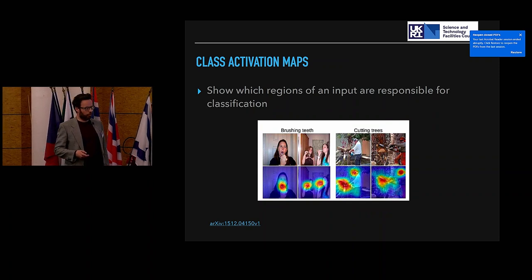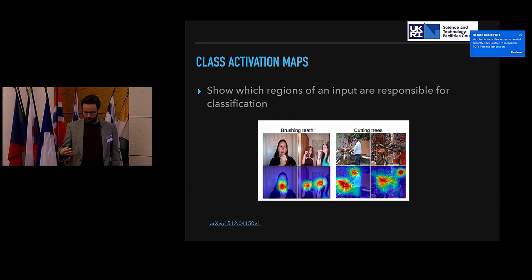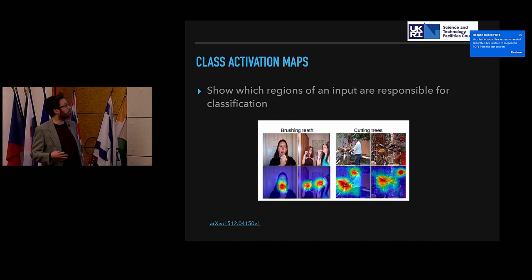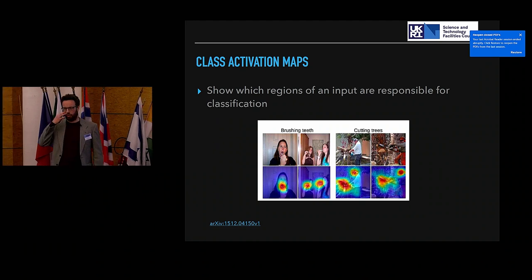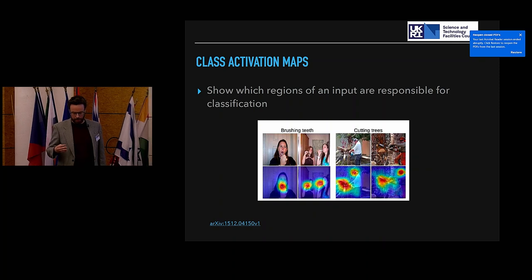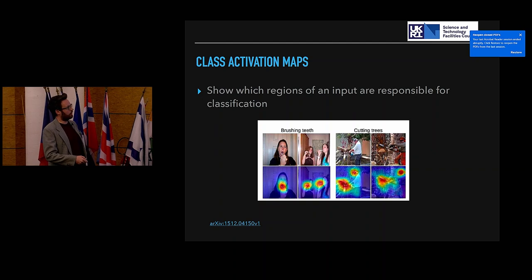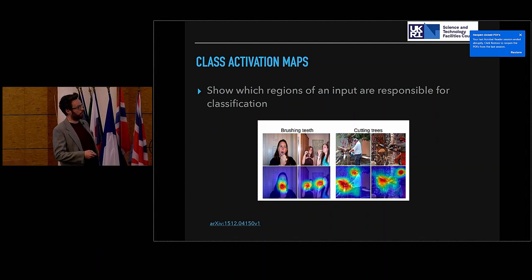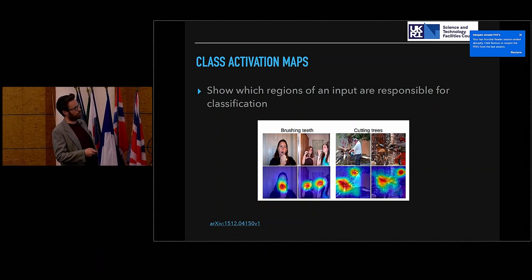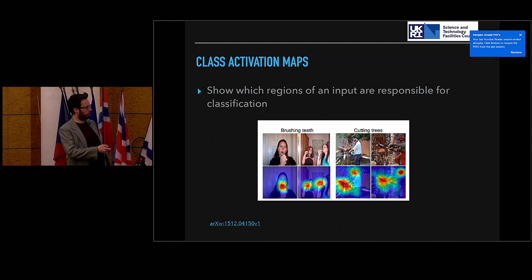What we've used to look at the model and try and understand why it's made the classifications is something called class activation maps. We had a nice talk yesterday where we were shown class activation maps being used on some free electron laser data. Essentially, they take your image, and your image has been classified as, in this case, brushing teeth, and it gives you a heat map that tells you what part of that image told me that this is brushing teeth or cutting trees.